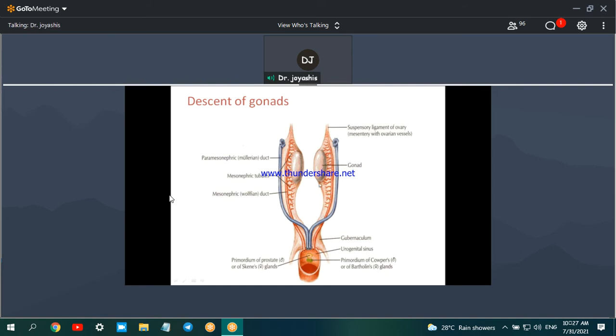This is the gubernaculum. It plays an important role in the descent of gonads. Here is the suspensory ligament of the ovary. This is the gubernaculum, here is the mesonephric duct. And this is the female pathway. Here is the male pathway. This is the gubernaculum of the testes.